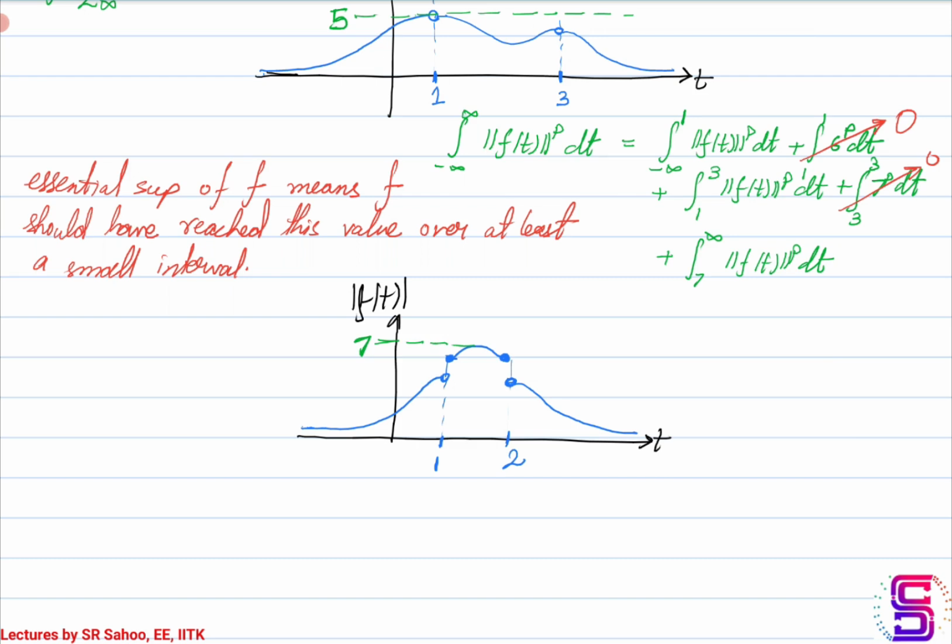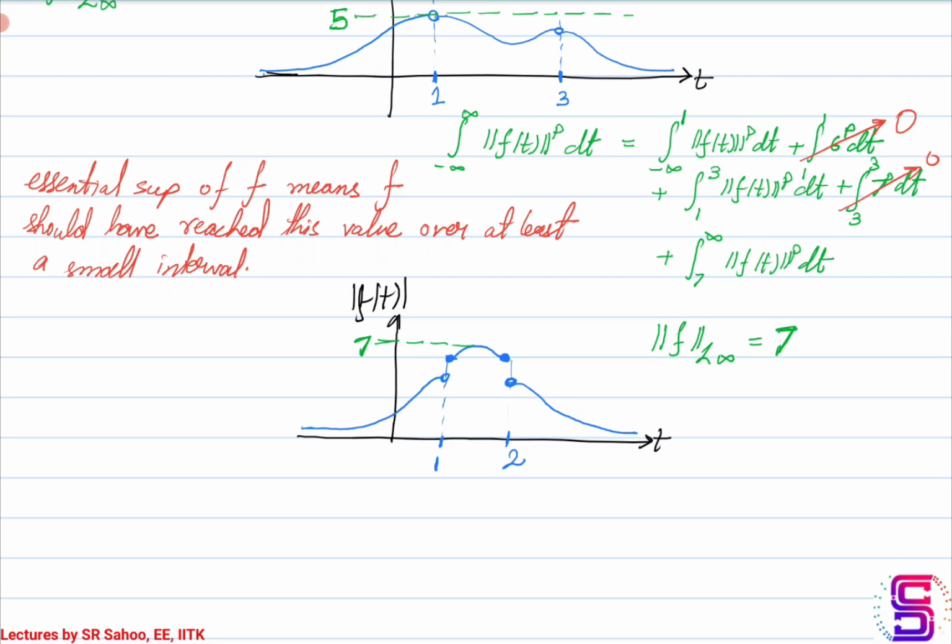Okay, so in this case, this small portion is not just over an instant of time, this is over a finite time interval that you have. So the L infinity norm in this case will be 7.